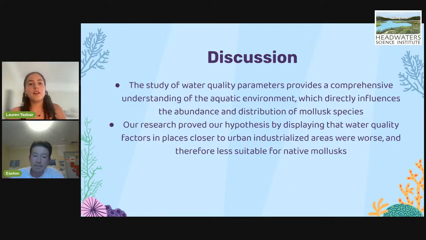So in our discussion, we highlighted that the study of water quality parameters provides a very comprehensive understanding of the aquatic environment, which directly influences the abundance and distribution of mollusk species. Our research proved our hypothesis by displaying that water quality factors in places closer to urban industrialized areas were worse and therefore less suitable for native mollusks. However, since invasive species are able to adapt and flourish in areas with poorer water quality, there is a much larger population of invasive species, proving our hypothesis as well.